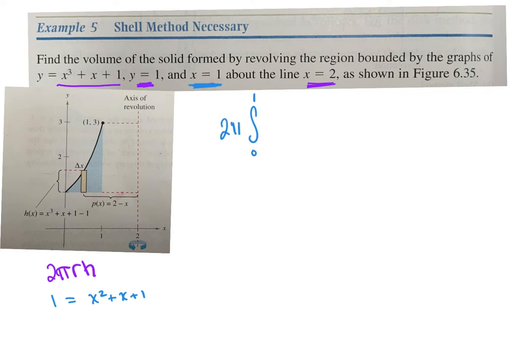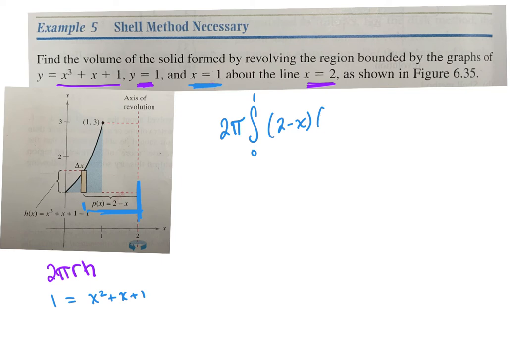So I have my 2 pi. I have my boundaries. What is my r? Well, my r is the distance from my x value to the line of my rotation. Normally my line of rotation is 0, so my distance from 0 to x is just x. But now I'm going from x to 2. And so my r here is 2 minus x. Right? So if I want to find out what this distance is, I take my line of rotation and I subtract my x. That's my r.